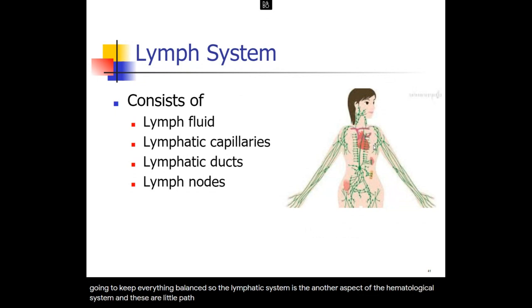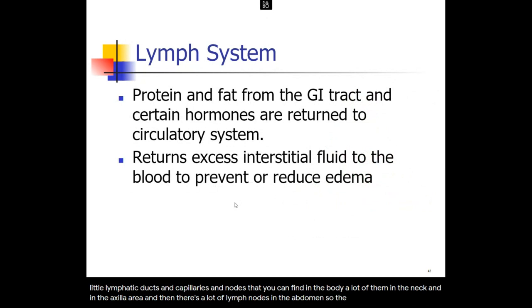And these are little pathways throughout the body that contain lymphatic fluid, and there are little lymphatic ducts and capillaries and nodes that you can find in the body. A lot of them in the neck and in the axilla area, and then there's a lot of lymph nodes in the abdomen. So the things that are maybe taken out from the GI tract, we want to get them back into the circulatory system. We want to bring hormones around into the circulatory system, and that's the effect of the lymphatic system.